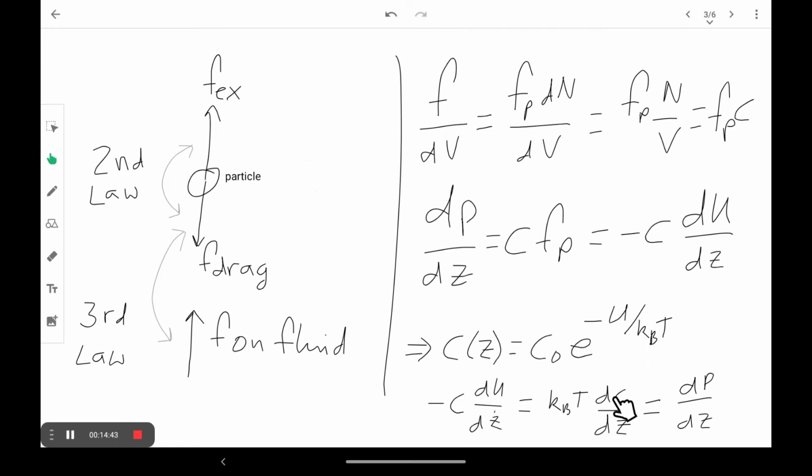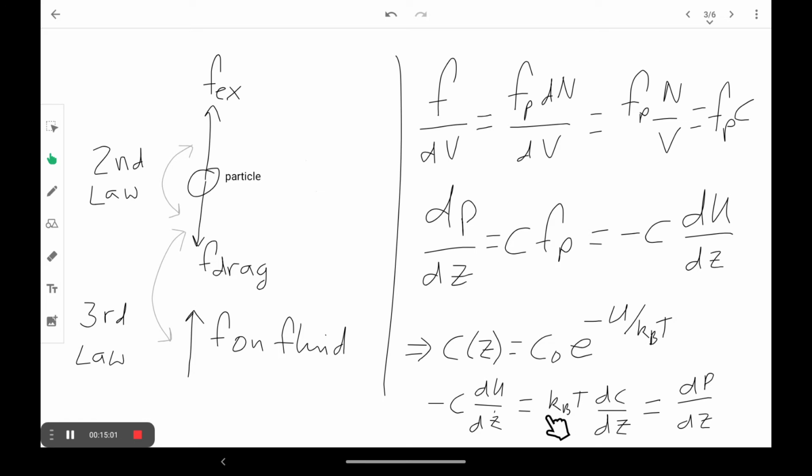So go and check that. I spoke through it, but go and check it to make sure it's clear. But with that being said, now I can say that dP/dZ is equal to dC/dZ with a coefficient of thermal energy. And that's a pretty cool relationship.